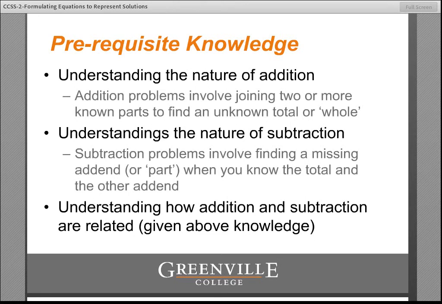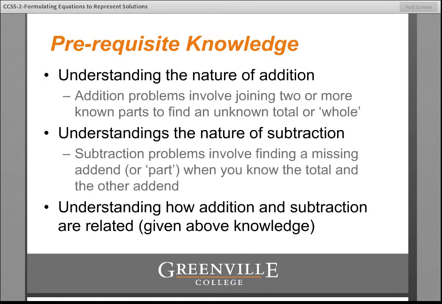Rather, addition is characterized by a situation where you know two parts and you're trying to find a whole. And subtraction is characterized by a situation where you have a whole and you know one of the parts, but the other part is missing. If you can conceptualize that, then mathematically you know what addition and subtraction is.